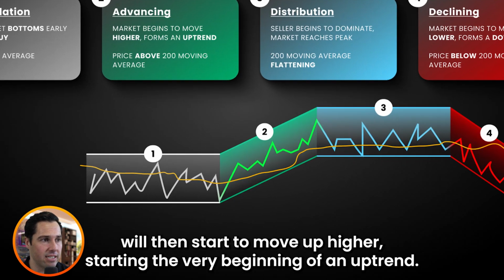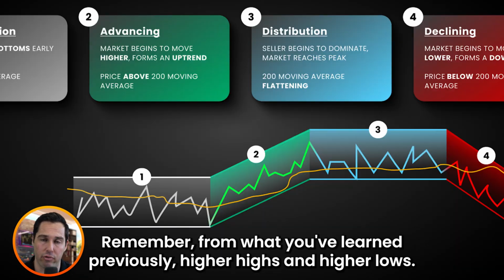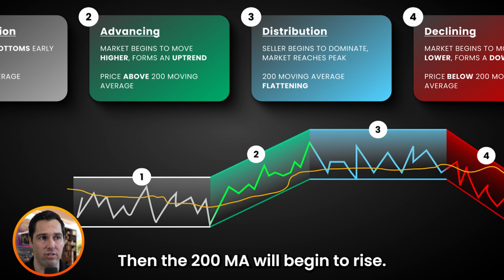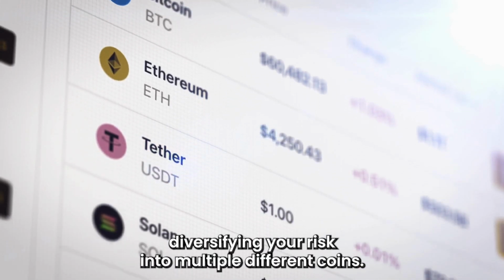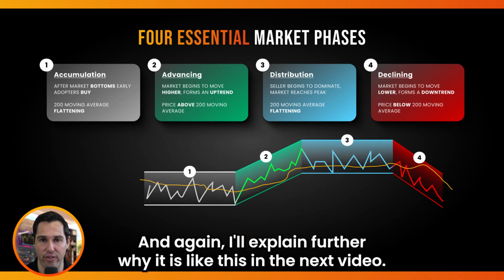The price will then start to move up higher, starting the very beginning of an uptrend. Remember, from what you've learned previously, higher highs and higher lows. Then the 200 moving average will begin to rise. And ultimately, this is where you want to start diversifying your risk into multiple different coins. And again, I'll explain further why it is like this in the next video.